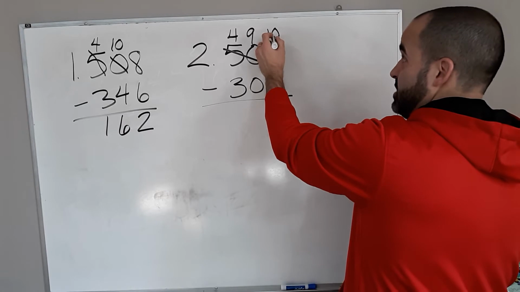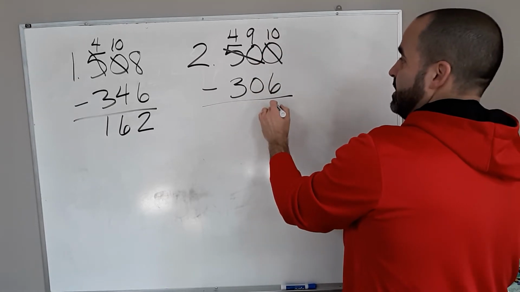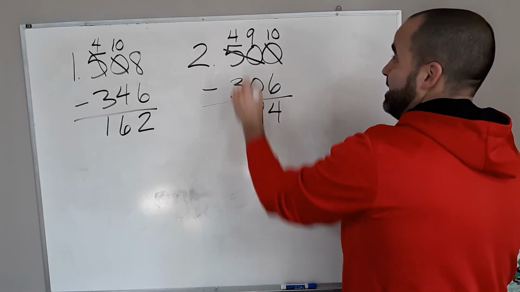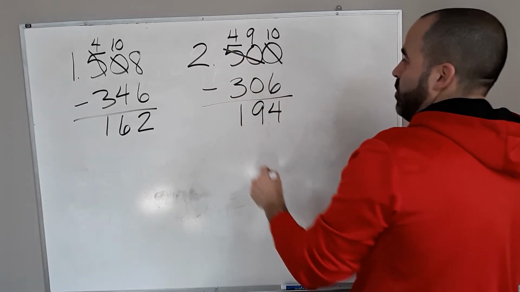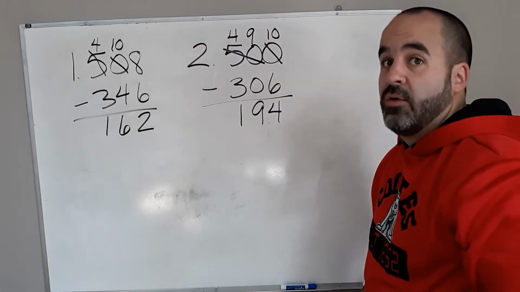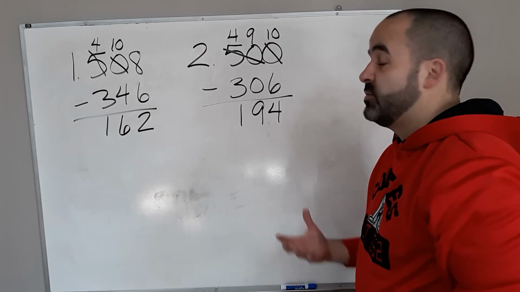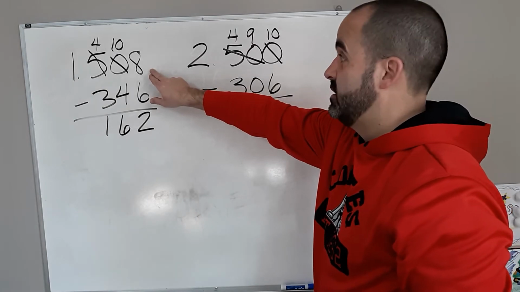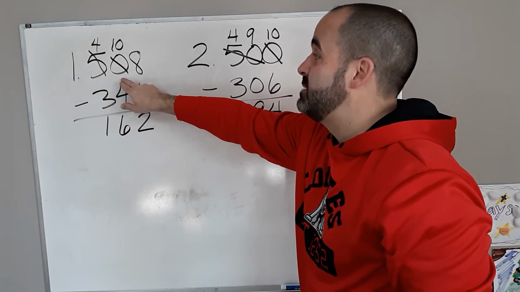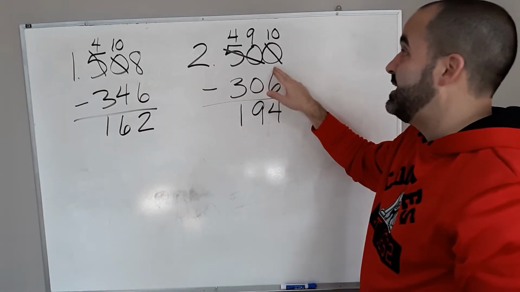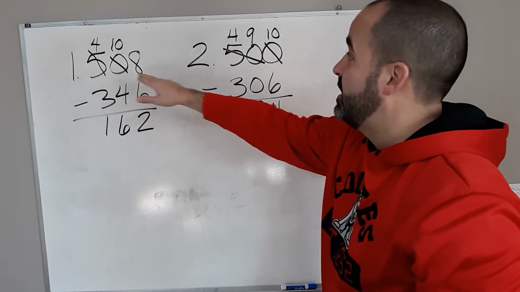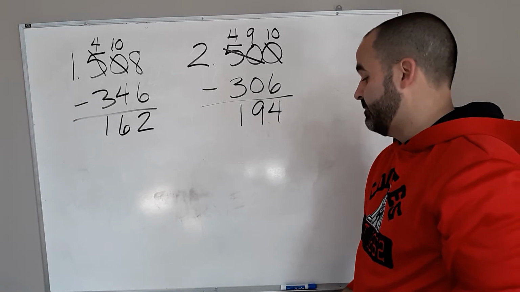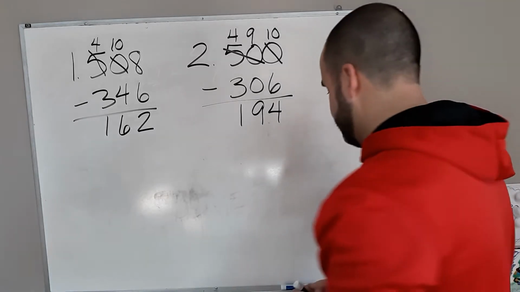Now let's subtract. 10 minus 6 equals 4. 9 minus 0 equals 9. 4 minus 3 equals 1. And my answer is 194. So note the difference between the two. On the first one we didn't have to borrow to the ones. We're only borrowing to the tens place. On this one we did need to borrow to the ones. So the way that we borrow and cross out numbers is different on both of those. Alright, let's go on to number 3.